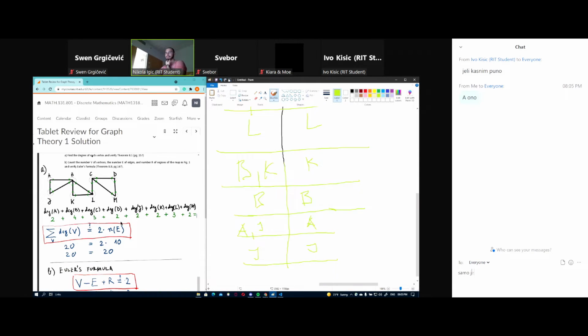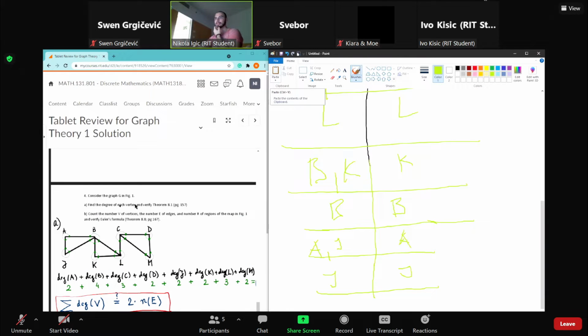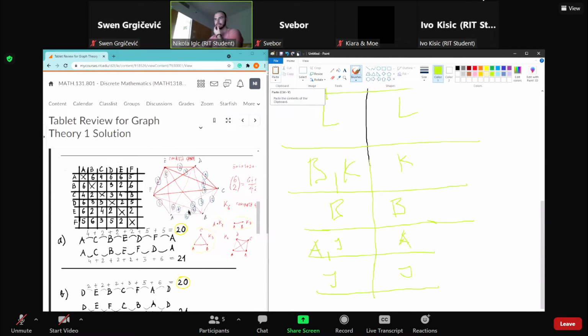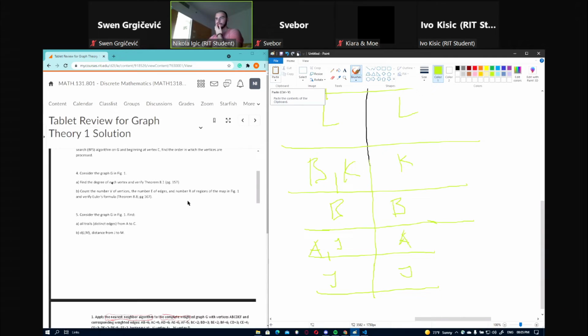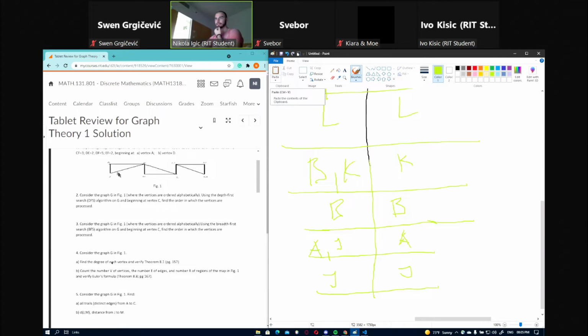Okay, the next exercise, if I remember, is pretty easy. Find the degree. Okay, let's not look at his solution. Is this one? Yeah. Find the degree of each vertex and verify theorem 8.1. It's pretty much a stupid thing. You just wrote how many relationships are in the tables, and you wrote from each dot.